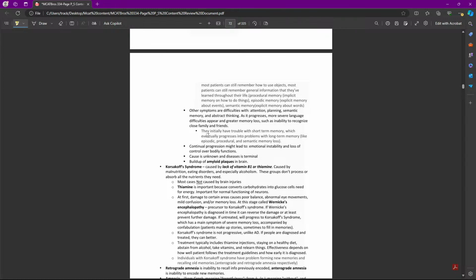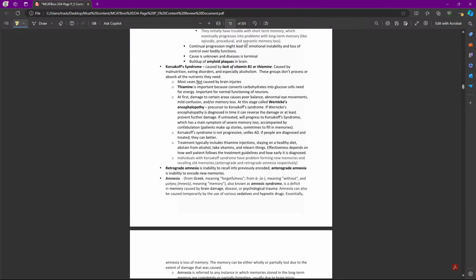As it progresses, more severe language difficulties appear and greater memory loss, such as inability to recognize close family and friends. They initially have trouble with short-term memory, which eventually progresses into problems with long-term memory. Continued progression might lead to emotional instability and loss of control over bodily functions. The cause is unknown and the disease is terminal. There is a buildup of amyloid plaques in the brain. Amyloids are misfolded proteins, for you biochemistry people out there.